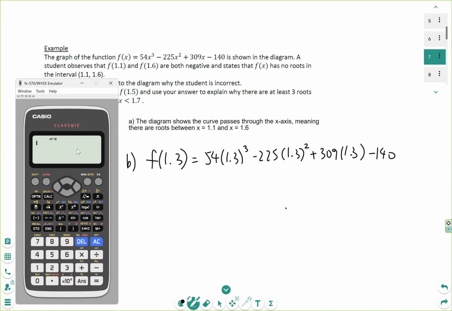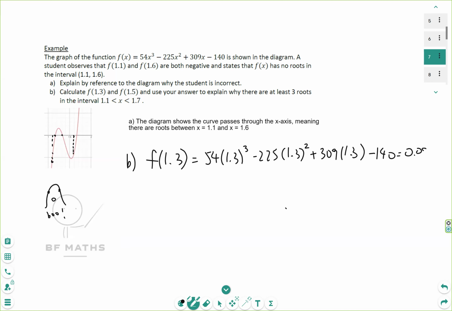Anyway, first of all, do not put the whole thing in the calculator. Just put 1.3 and then press equal. What you're trying to do is store this value in the answer button. Then type this equation, but instead of typing 1.3 every time, you use the answer button. So 54 times answer cubed minus 225 times answer squared plus 309 times answer minus 140, which gives 0.088.